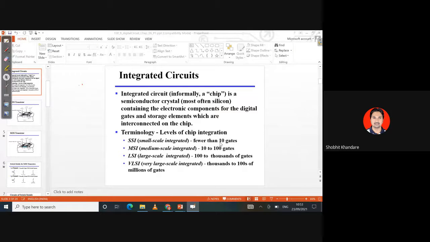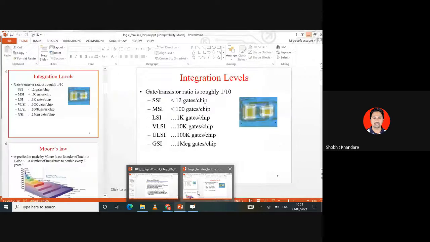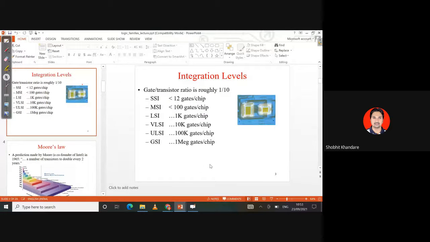Okay. So that will come under VLSI. That is very large scale integrated circuit. Okay. And one more thing. Yes, we also have this. Maine SSI bataya aapko. MSI, LSI, VLSI. There is also ULSI and GSI.